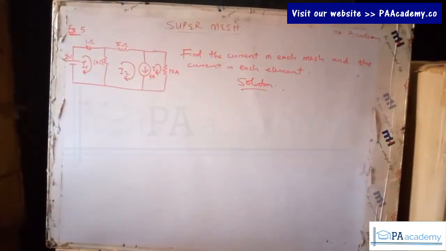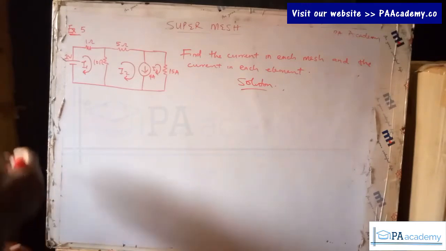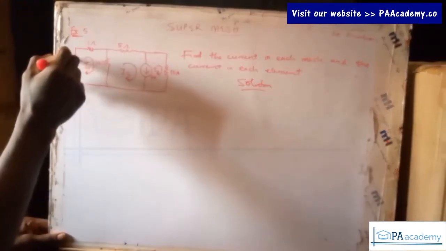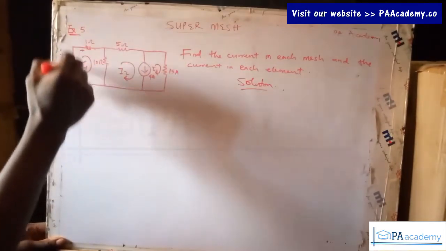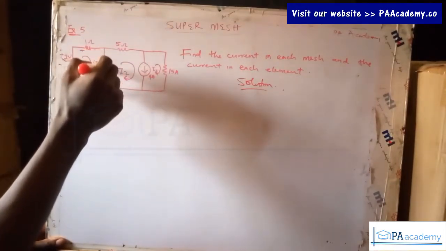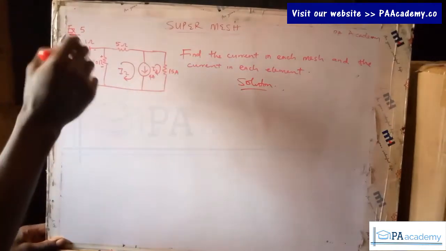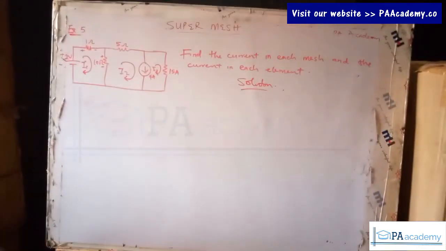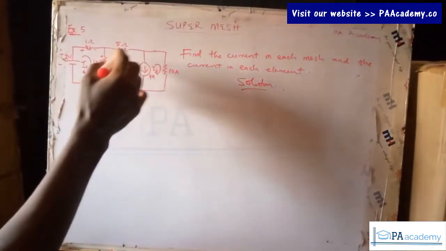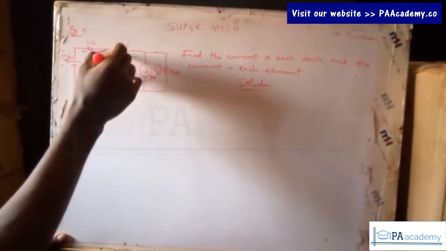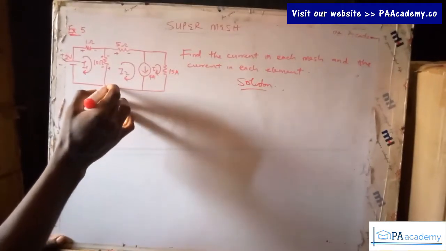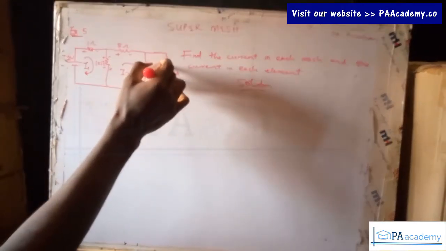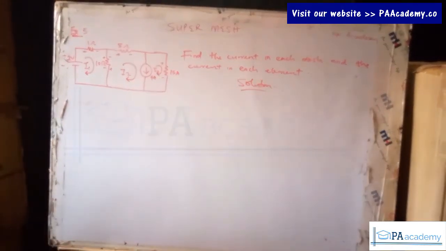Now once that is done, let's take our polarities. The polarities for the voltage source are always constant. This is plus, this is minus. For this one, it is plus, minus, because I'm going in this direction, we'll come across plus first before the minus. That is how you give it the polarities. For this will be plus, minus, plus, minus. And then for this will be plus, and then this will be minus.